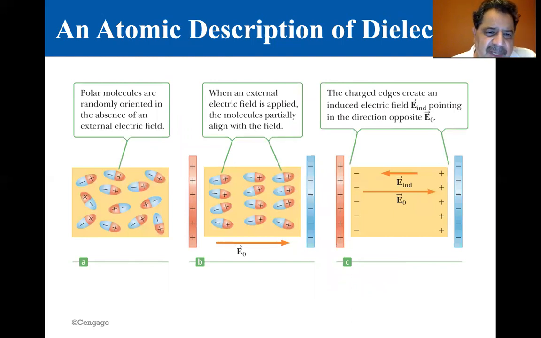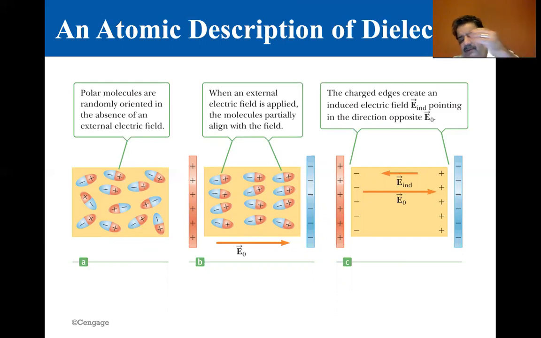You can see here in A there's just a dielectric. Polar molecules are randomly oriented in the absence of an external field. When an external field is applied, the molecules partially align with the field. So the charged edges create an induced electric field. You can see the E induced pointing in the direction opposite E sub 0. Well, that's what lowers the voltage.